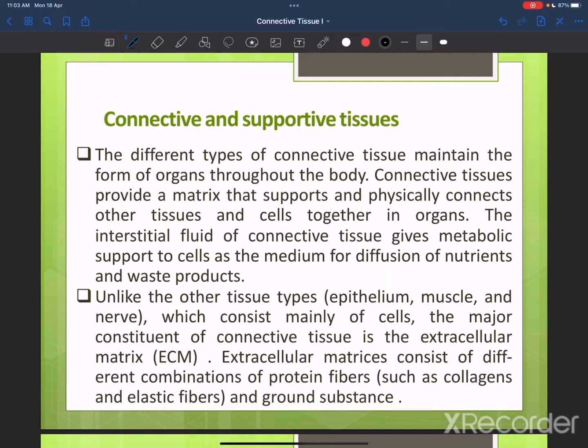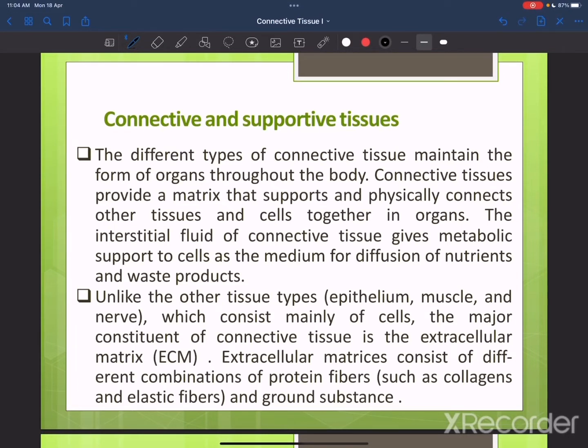Connective tissues, besides that, provide a matrix that supports and physically connects other tissues and cells together in the form of organs. The interstitial fluid of connective tissue gives metabolic support to cells as the medium for diffusion of nutrients and waste products. So it acts as an aid for the support of different parts of tissues, and it acts like a messenger that connects those different parts, whether cells or fibers.